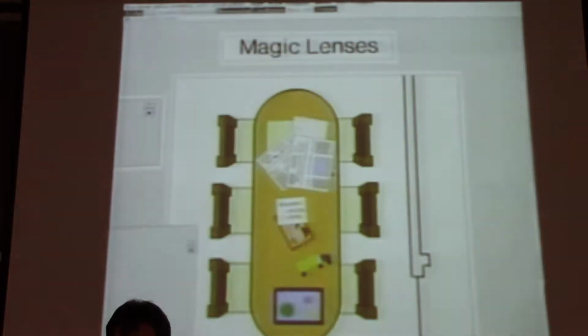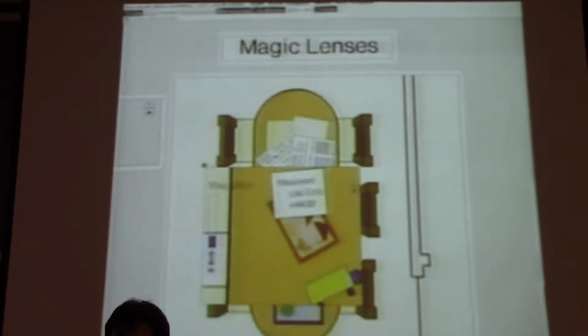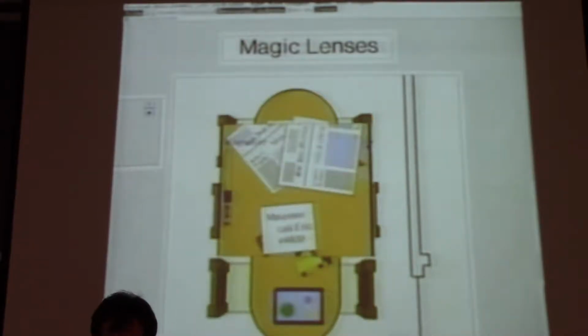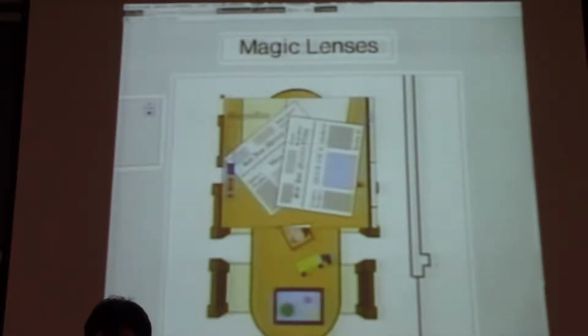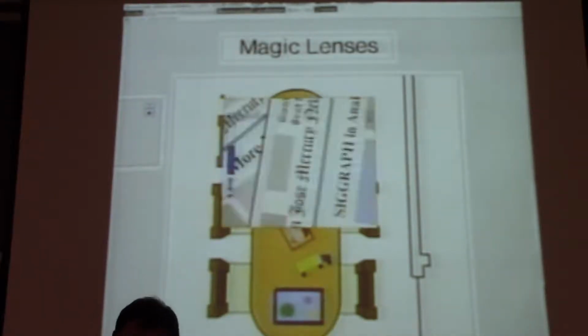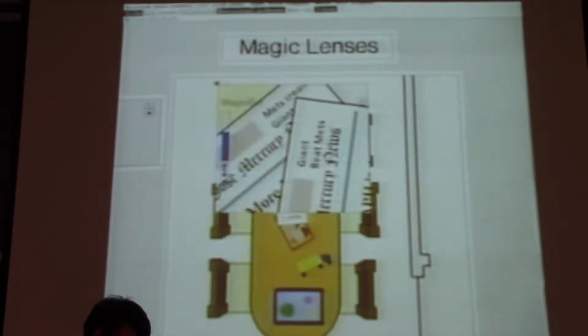Tool glass sheets can include magic lenses, visual filters that modify the appearance of the objects beneath them. For example, this lens magnifies the objects underneath. We control the magnification with this slider, increasing or decreasing.